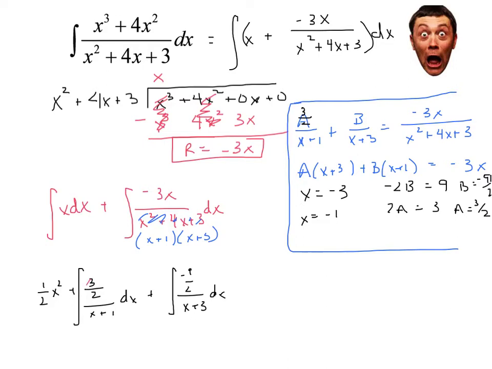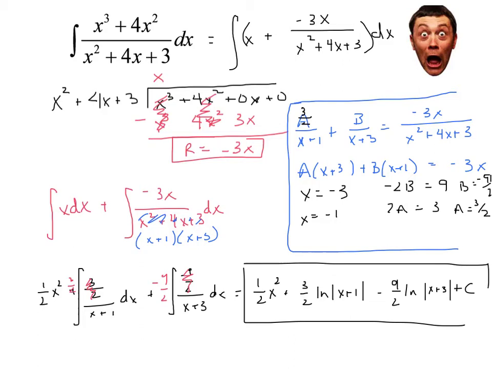Well, I like to bring my constant multipliers out front. So put a 3/2 there, put a negative 9/2 there. So when I actually do the antiderivative, I'm going to have 1/2 x squared plus 3/2 times the natural log of x plus 1 minus 9/2 times the natural log of x plus 3 plus a constant. Like that. And that's my antiderivative.